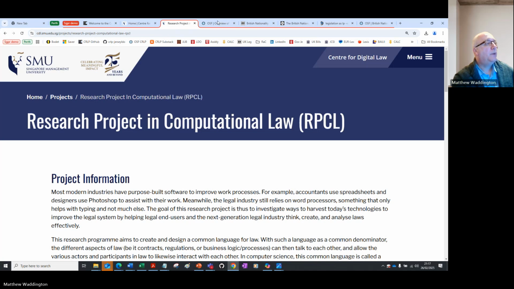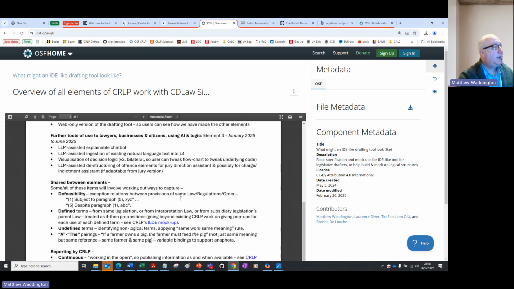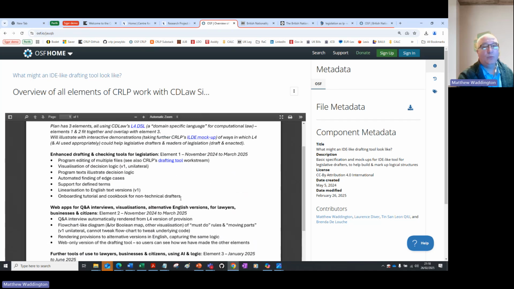The work that we're doing with the Singapore team will run this year. It's now February 2025. It will run until June 2025. We have the plan for that on our OSF site here. There are links from our main website. The plan involves various stages, but we'll report on different stages as we go along.